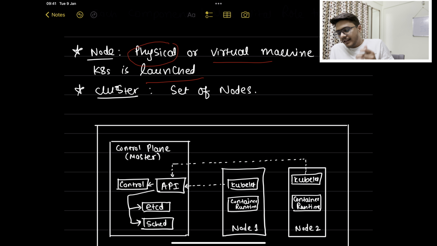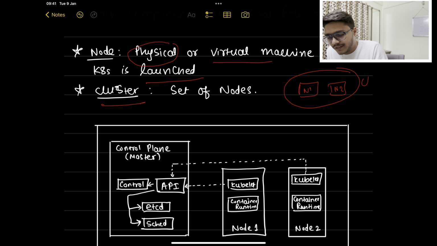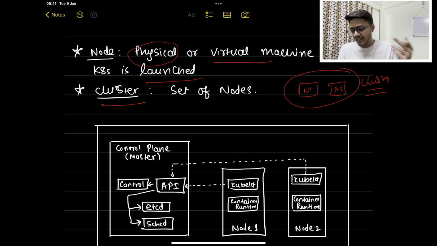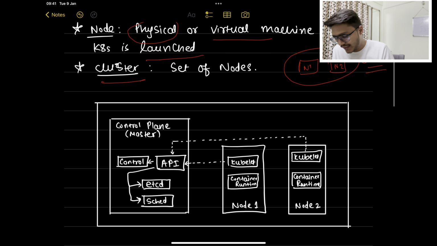Now, what is a cluster? A cluster is a set of nodes. You have different such physical or virtual machines that come together to make a cluster. So basically you have node 1, node 2, and that makes a cluster. It is like normal clustering in machine learning or anywhere. You can just think of it like that.